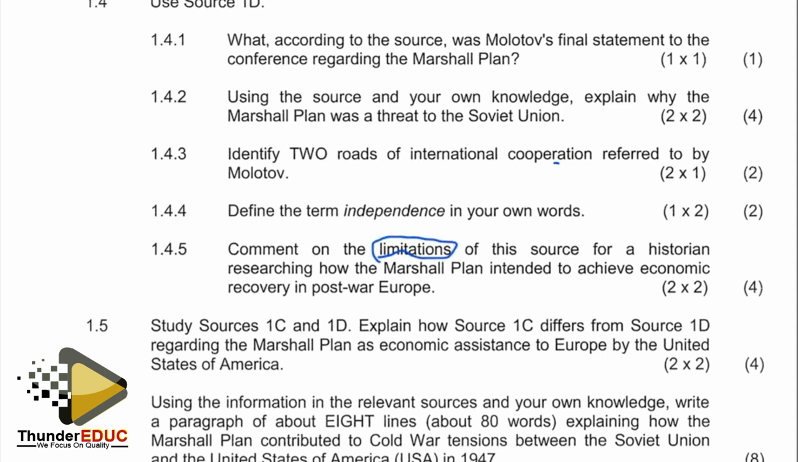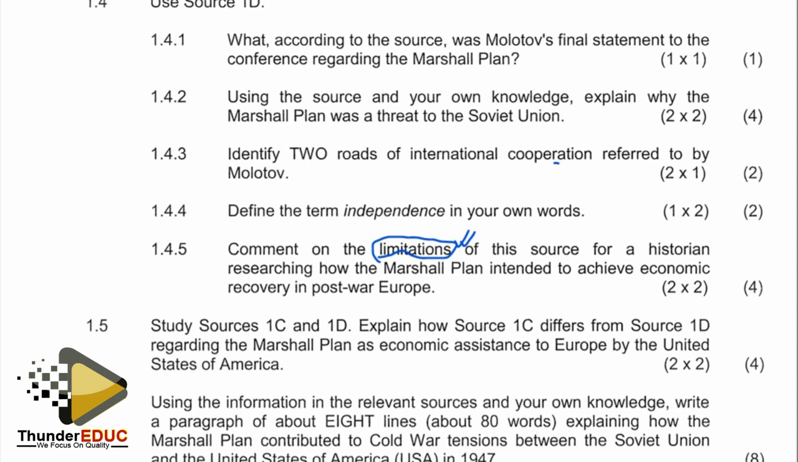Remember, we have questions which ask on usefulness, and we have questions which ask on reliability, and now we are looking at limitations. We are saying this source has got limitations or is limited. It does not provide us a clear and complete picture of how the Marshall Plan was intending to recover the economy of Europe after the war. What is in the source that guarantees that we are saying this source is limited, has got limited information, or does not give us a true picture or a clear picture, does not give us all the information that we want?